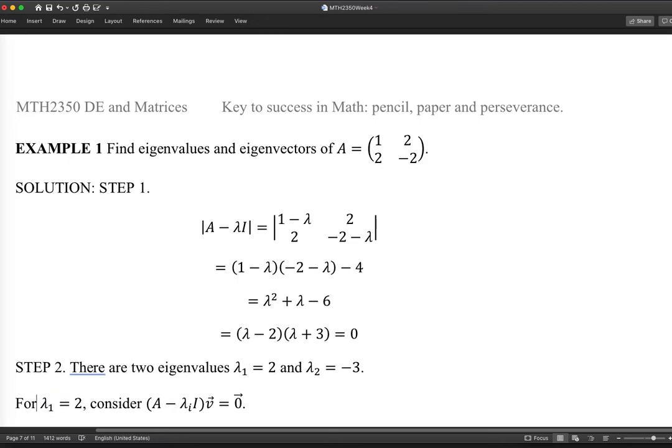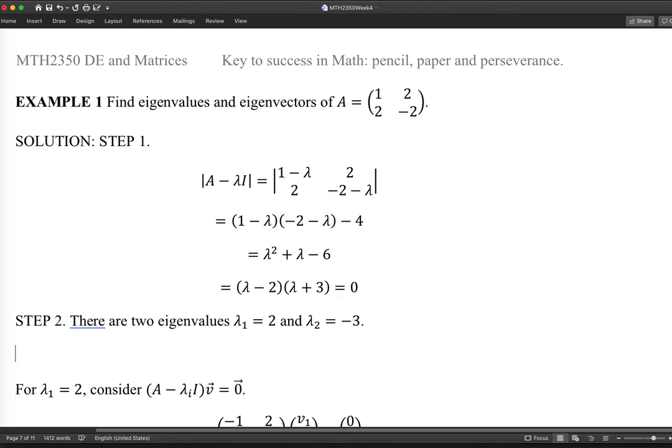And then step three, I think this might be the most complicated, because you really need to look at each eigenvalue one by one. So for lambda 1 equals 2, we got 2 eigenvalues, and then we will have to look at each eigenvalue one by one. I'm just starting from this 2, and then remember, we consider A minus lambda I times v.